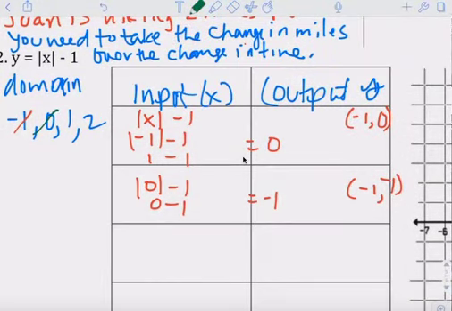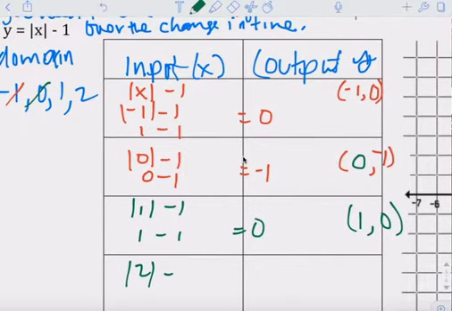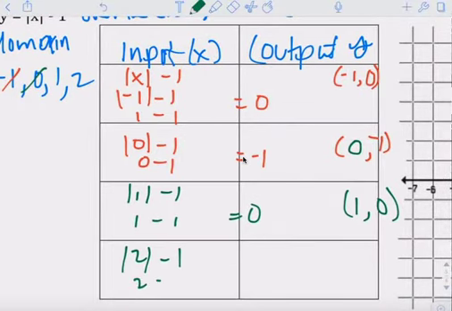Next one is 1, so absolute value of 1 minus 1. 1 minus 1, which is 0. Oh, I'm sorry, this was 0. Oh my goodness. Okay, domain of 1, the range is 0. 2, absolute value 2 minus 1. 2 minus 1 is 1. Absolute value of 1 is 1. The answer then is ordered pair of 2, 1.